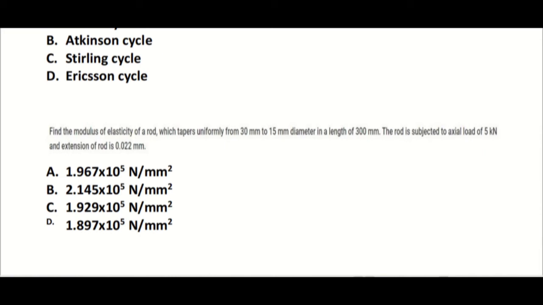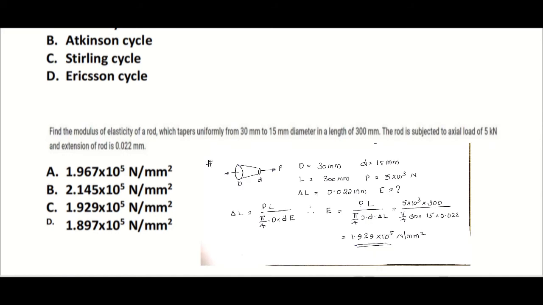Find the modulus of elasticity of the rod which tapers uniformly from 30 mm to 15 mm diameter in a length of 300 mm. The rod is subjected to an axial load of 5 kN and the extension of the rod is 0.022 mm. Okay. Here we need to know the equation for delta L, the deformation or the extension.